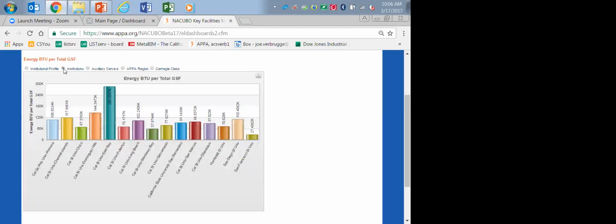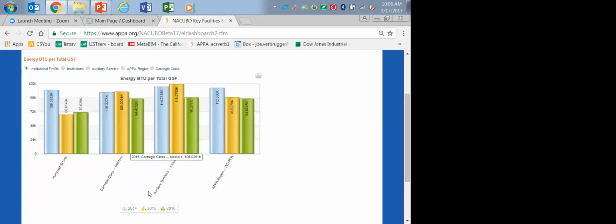Institutional profile. That's that one. Yeah, go to institutional profile and it'll show what the, yeah, there you go. That looks more accurate. Humboldt, look at that improvement. Look at that, year-over-year improvement for energy.